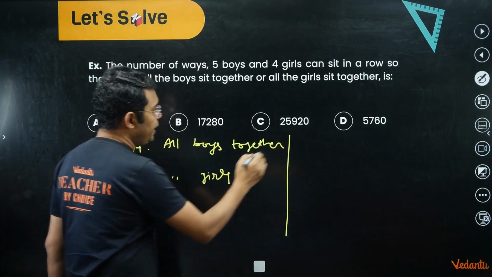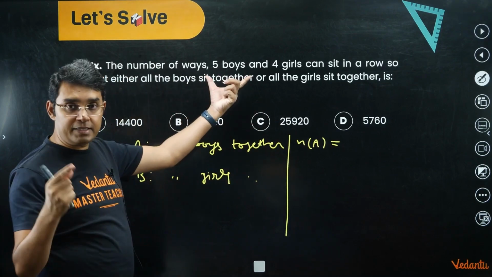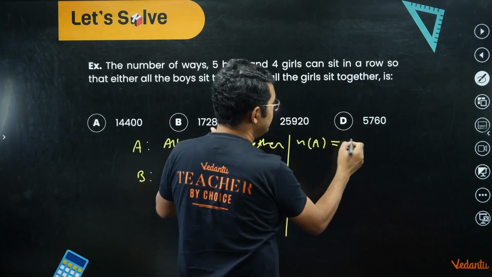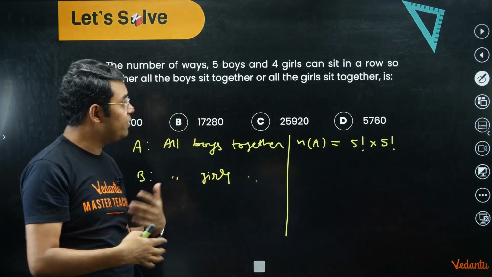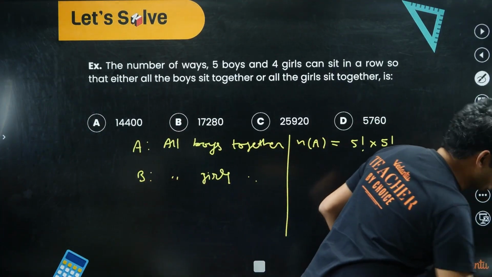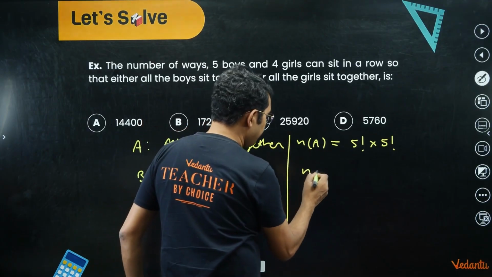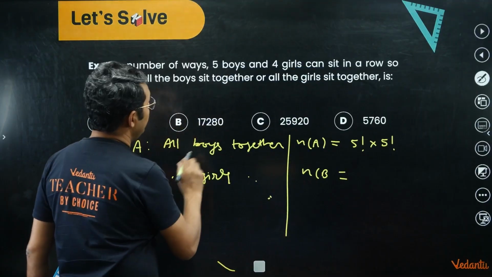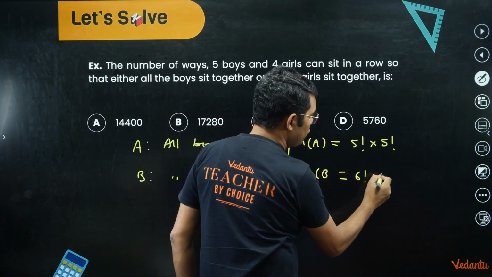So dear students, I think n of A has to be equal to, when all boys are together, we will consider 5 boys as a single block. So 1 block plus 4 objects. So you can say 5 factorial into 5 factorial for boys because you can arrange them within that block. Okay. Now coming to B, it will be similarly, when all girls are together, so 6 factorial into 4 factorial.